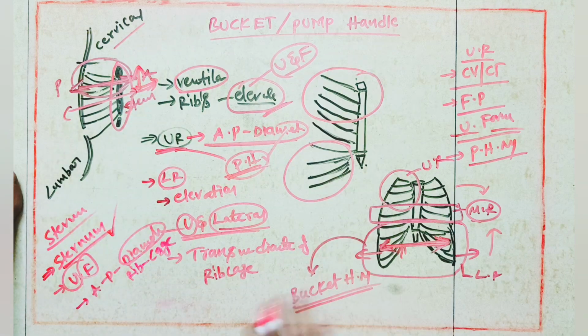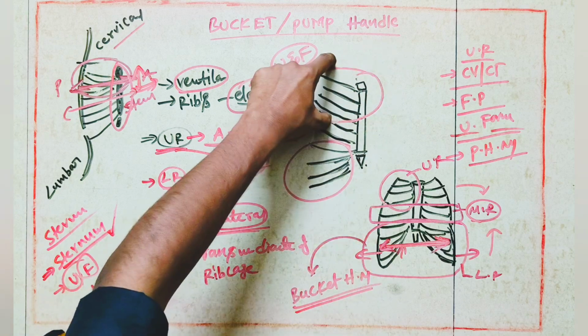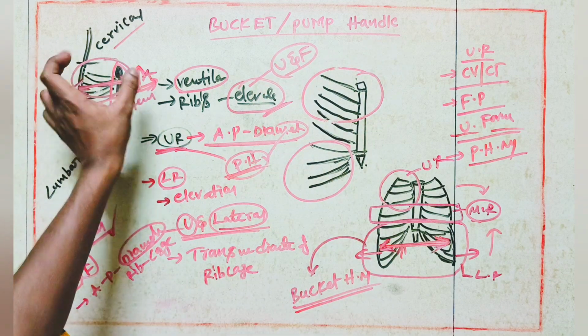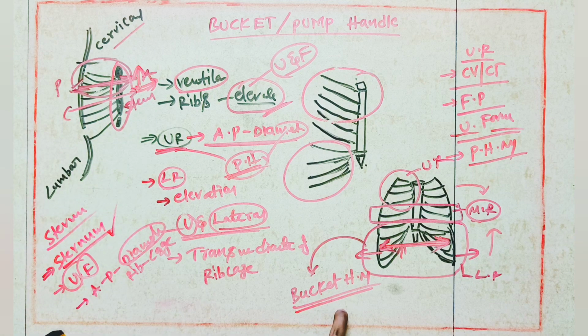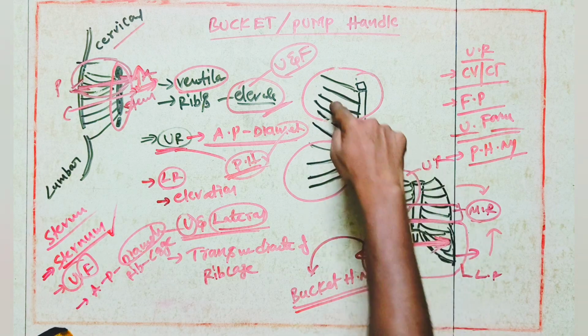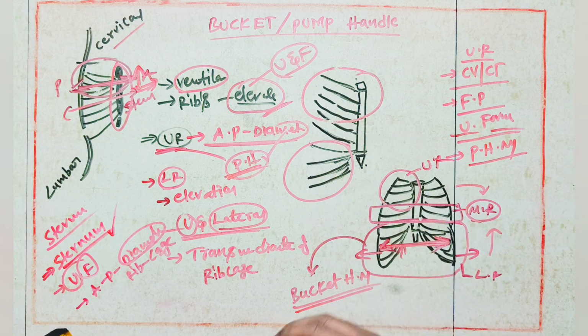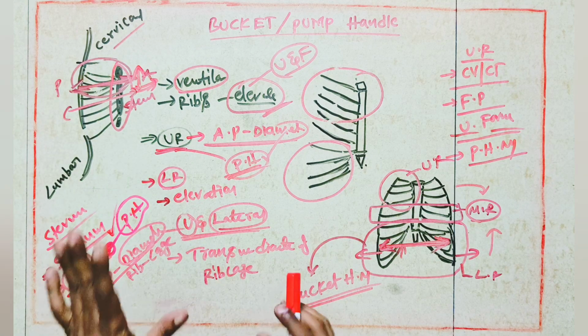So these are the cycles that happen in the pump handle and bucket handle movement. First the upper ribs move in the pump handle direction; pump handle means the anterior posterior diameter of the rib cage will increase. After that, the lower ribs move in a bucket handle pattern, and the transverse diameter of the rib cage will increase. Because the ribs are connected to the sternum anteriorly, the sternum also moves upward and forward, which also increases the anterior posterior diameter of the rib cage. The pattern of movement in the sternum is pump handle.